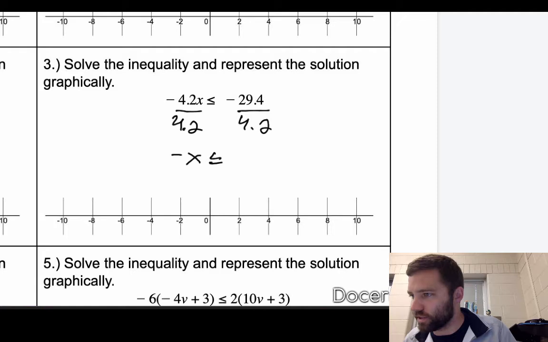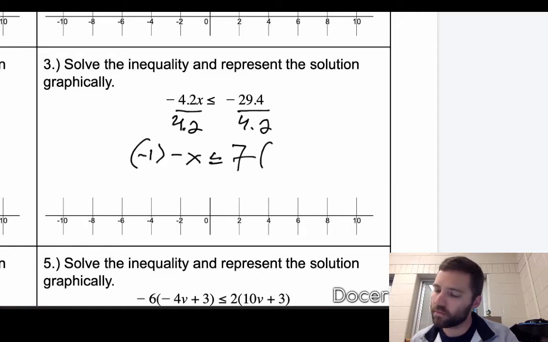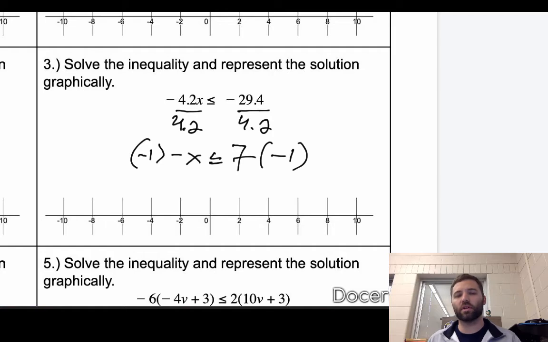No, I'm sorry, 7. Okay, so we have this negative x less than or equal to 7. The question is, what do we do with that negative? Well, if I multiply both sides by negative 1, we can get into this more in class maybe if you're really curious, but if you multiply both sides by negative 1, it essentially takes the number line and changes the sign on every number, which flips it.